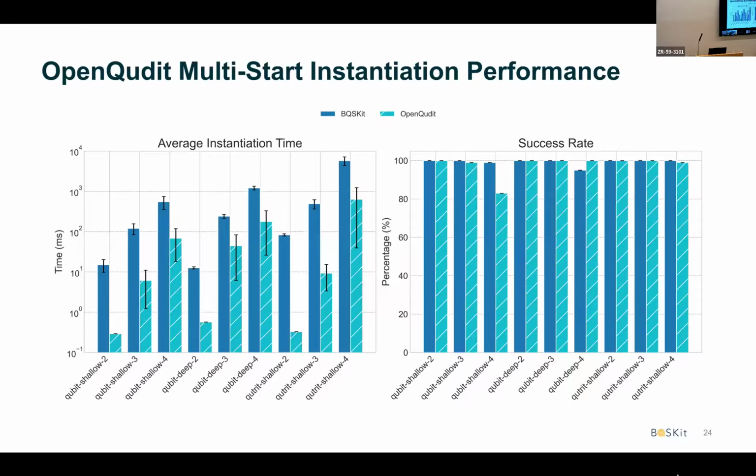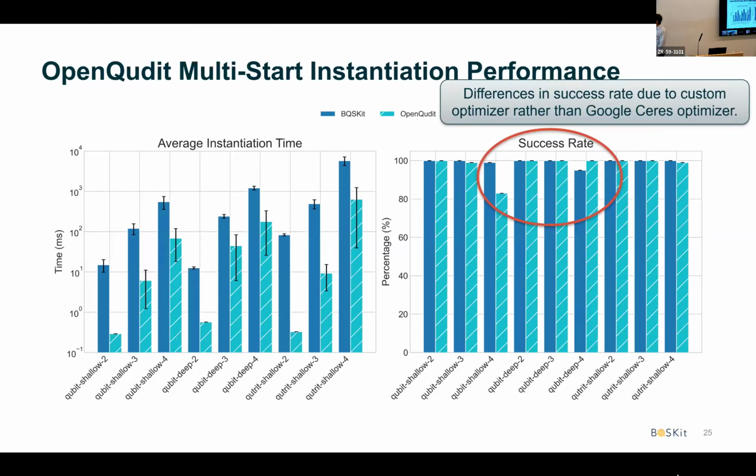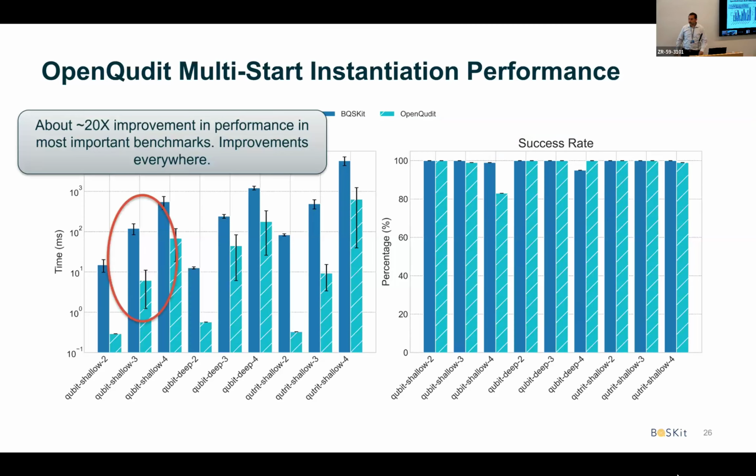It should be 100%. There's a couple where it's not because, in BQSKit, we're using a very mature library to do this. In OpenQudits, we implemented this ourselves. So there's just a little bit of engineering that needs to go in to fix this problem. But in terms of performance, we're seeing a 20x improvement in performance with most benchmarks.